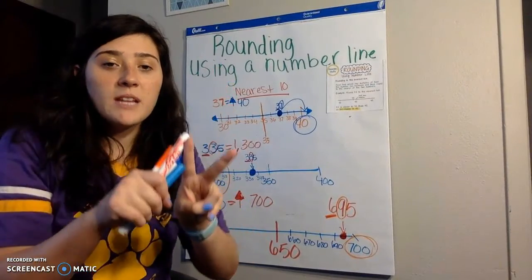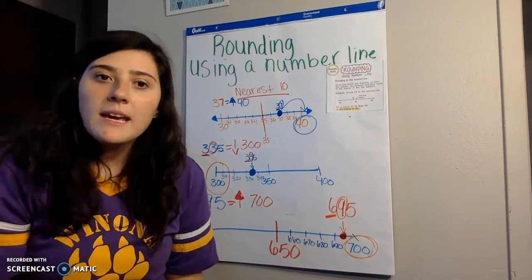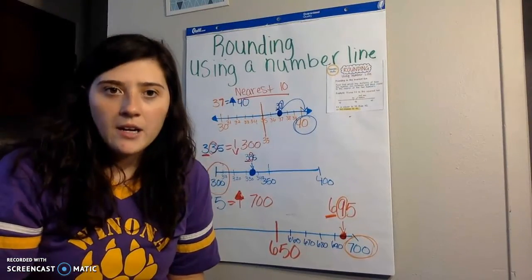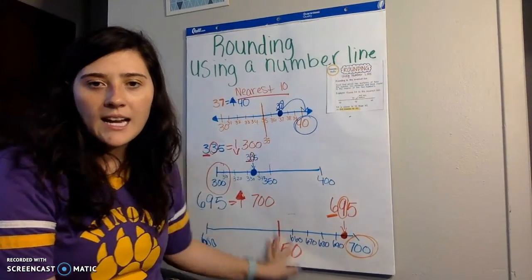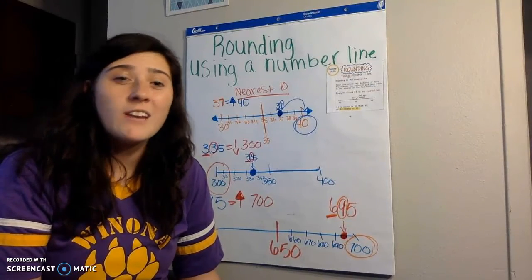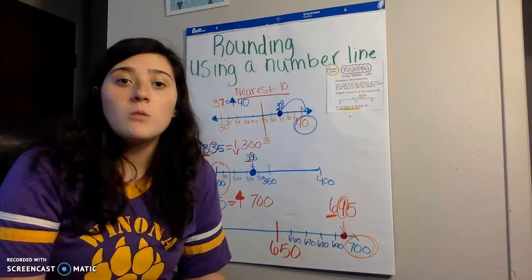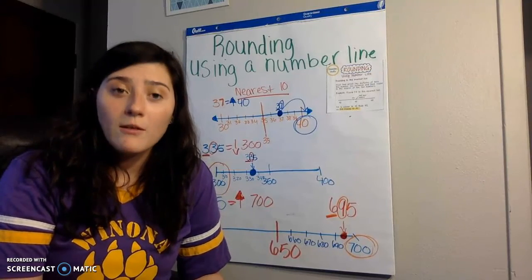We have rounded two different ways. We've rounded using place value, and now we have rounded using number lines. You can make the decision of which one you like better. Like I said at the beginning, I love the number line. I think it's easier for me to see which way I need to round, up or down. So these are your two strategies that you have to use for rounding.